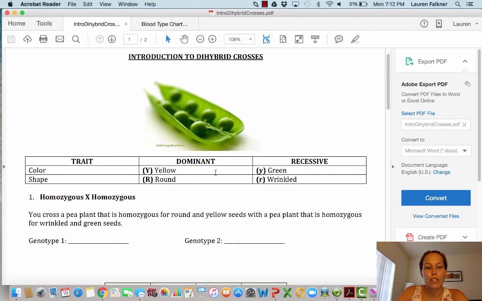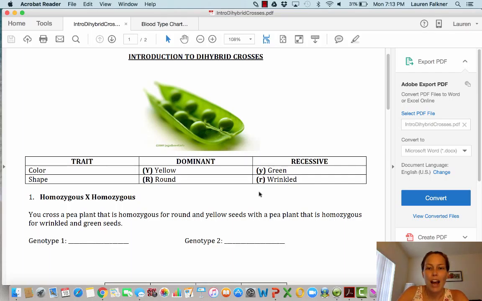The dominant allele for seed color is yellow, represented by a capital Y. The recessive allele is green, represented by a lowercase y. For seed shape, round is the dominant allele and is represented by a capital R, and wrinkled is the recessive allele, represented by a lowercase r.